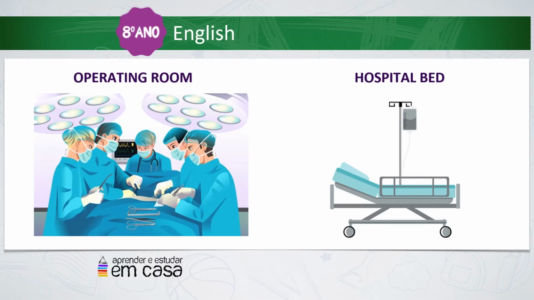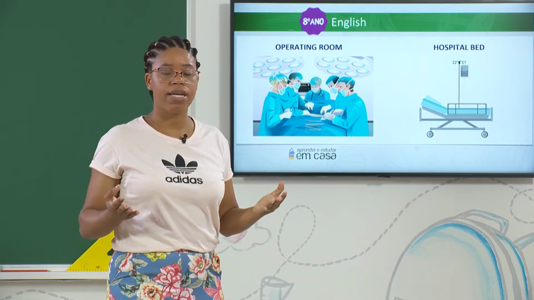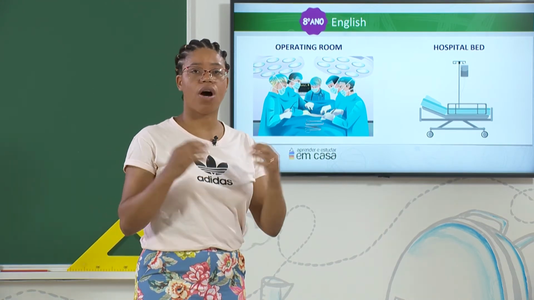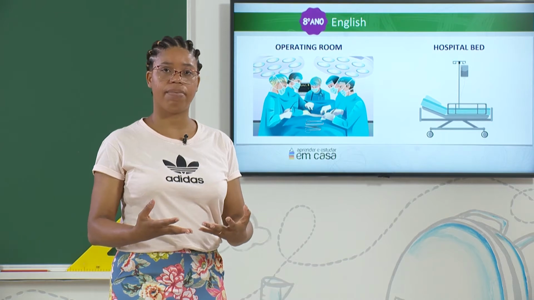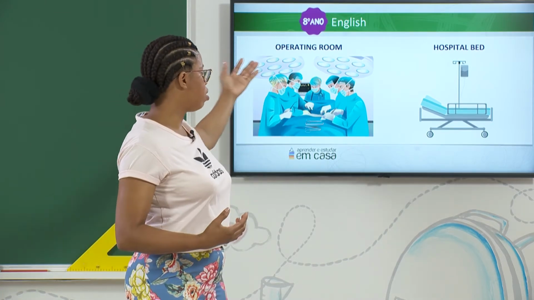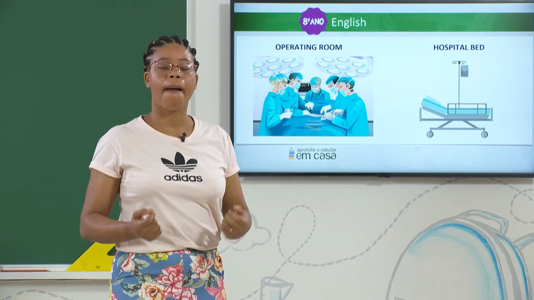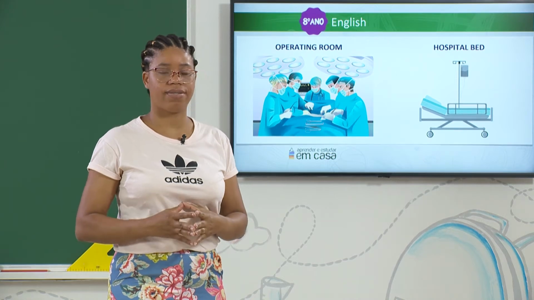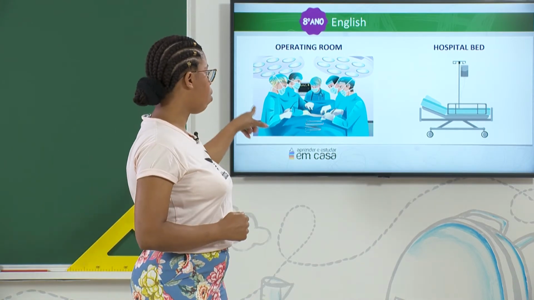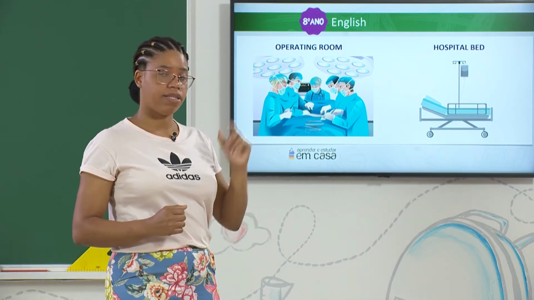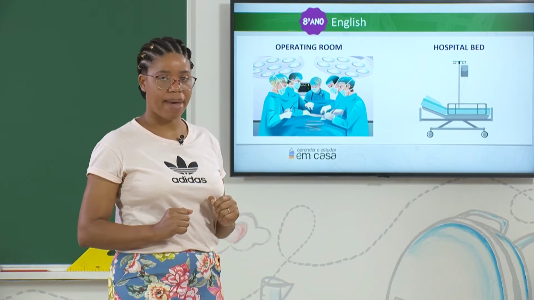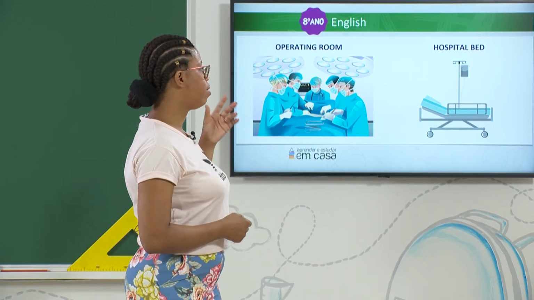Operating room. When patients have serious problems, they have to be operated on. There is a specific room at the hospital where the doctors can do this job. And this action is done by the doctors that are called surgeons. Can you repeat? Surgeons. Very good. The surgeons are the ones that operate on the patients. And then we have the hospital bed. That is called hospital bed. Okay? Let's go on and see more.